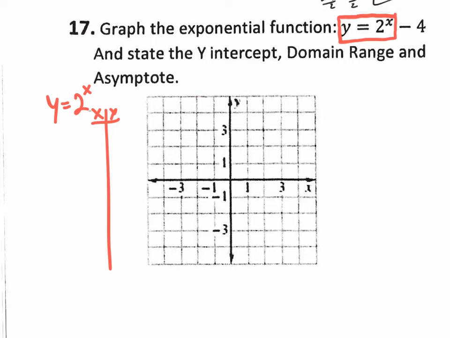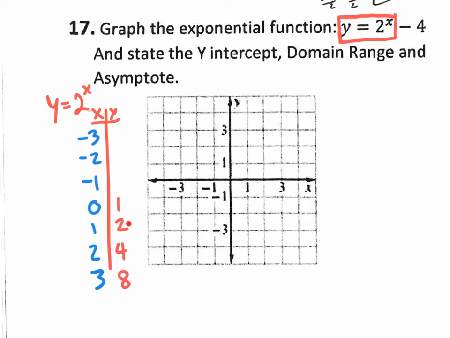So let's begin by doing consecutive integer inputs, negative 3, negative 2, negative 1, 0, 1, 2, 3. Let's plug in the easiest number, 0. 0 right here would give you 2 to the 0, which gives you the output of 1. And then you could continue to plug in the other inputs, or you could use your growth factor, which is 2, and make that output grow by 2. So 1 times 2 is 2, 2 times 2 is 4, 4 times 2 is 8.